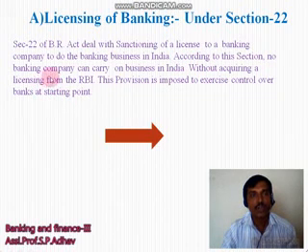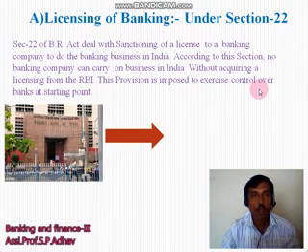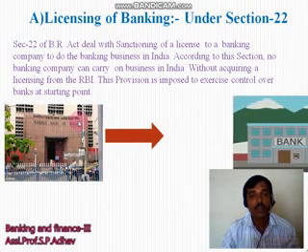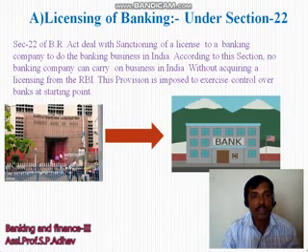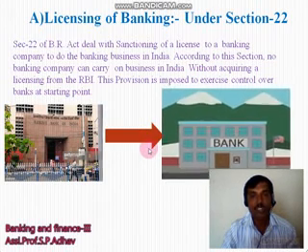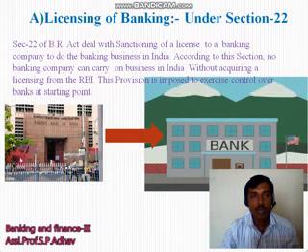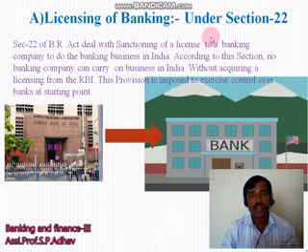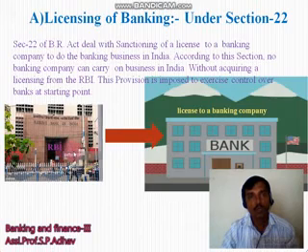According to section 22, a banking company cannot carry on business in India without acquiring a license from the RBI. This provision exercises control over banks at the starting point. At the start of banking business, the permission of the RBI is needed. The Reserve Bank of India gives permission to the bank, and only then can any bank start its business. So the RBI is very important for the licensing of banking companies, and licenses are approved through the RBI.